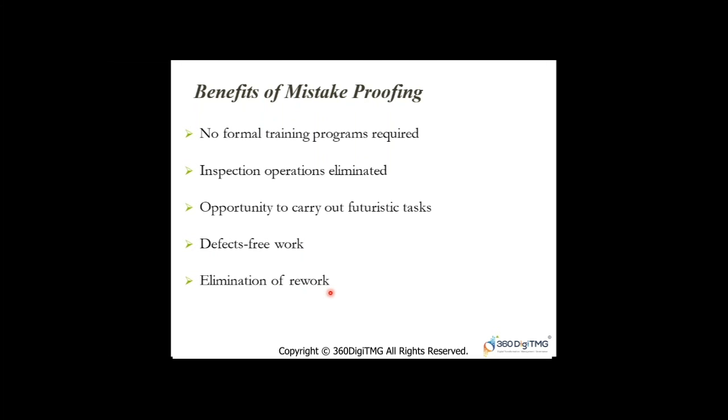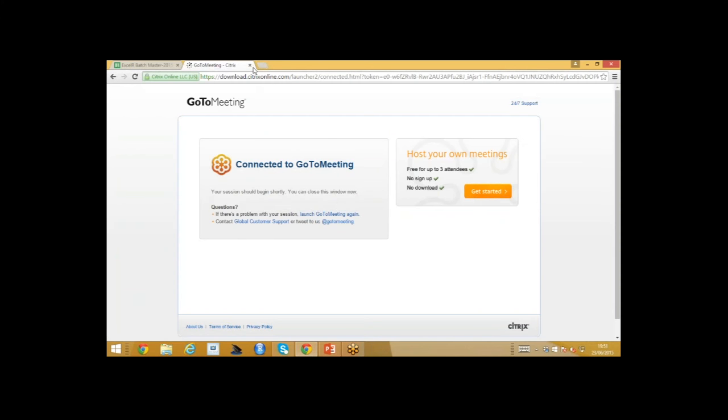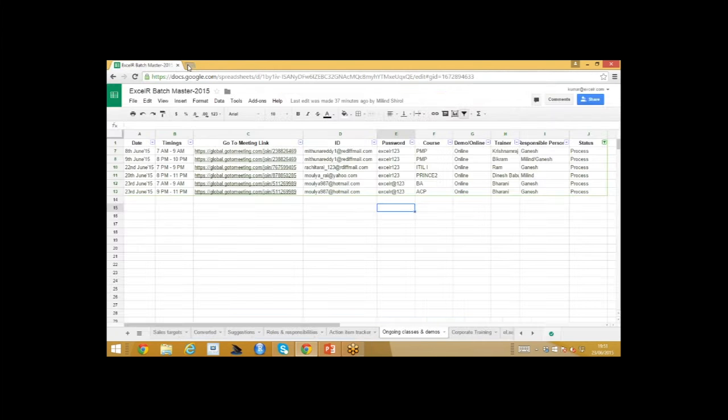These are a few of the good things, right? One more thing here. There is a person by name Tal Goldsworthy. He has used mistake proofing very effectively. Let me show you that.